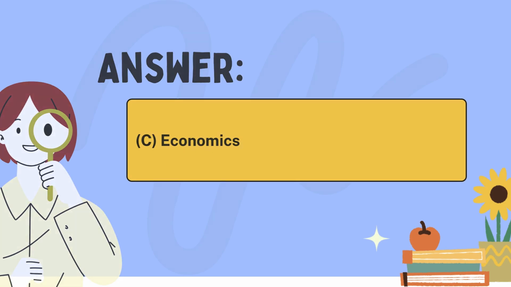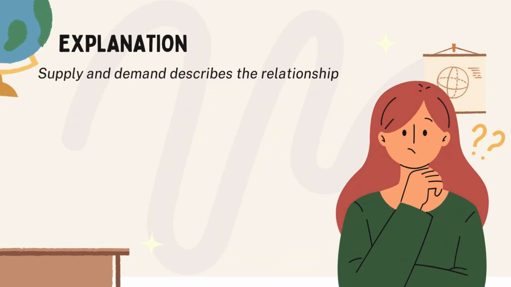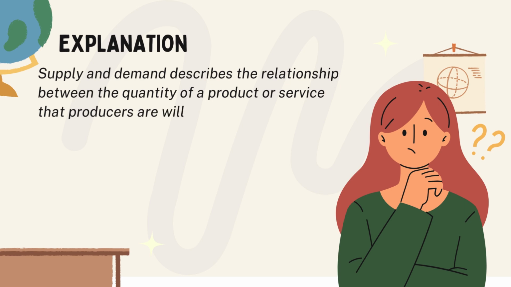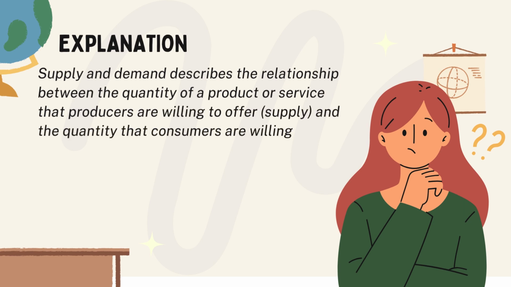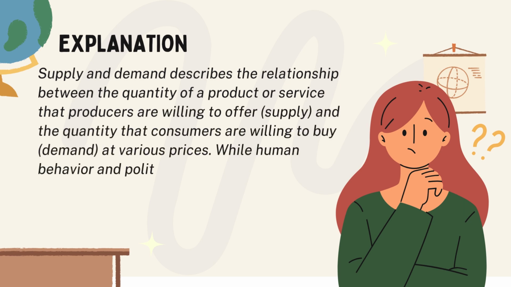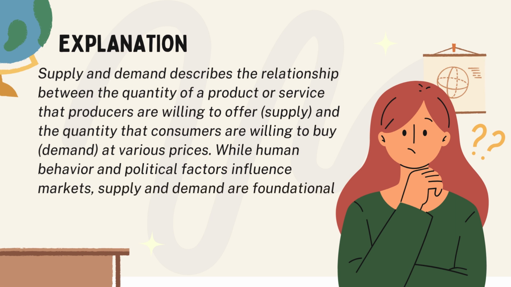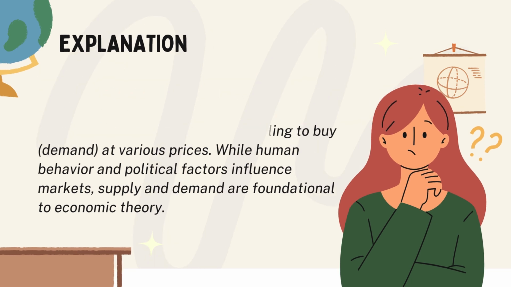Answer. C. Economics. Supply and demand is a core principle in economics that explains how the price and quantity of goods and services in a market are determined. It describes the relationship between the quantity of a product or service that producers are willing to offer, supply, and the quantity that consumers are willing to buy, demand, at various prices. While human behavior and political factors influence markets, supply and demand are foundational to economic theory.